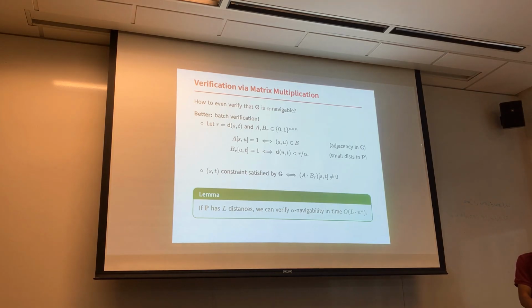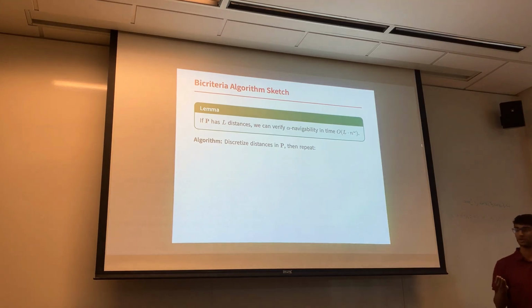All right. So let me show how this verification lemma allows us to build a fast algorithm. And I'll really just sketch the algorithm. I'm not going to go into too much detail here. The first step is we're going to discretize all the distances in our point set, say the powers of 1 plus epsilon. And this will ensure that our verification can be done relatively quickly.